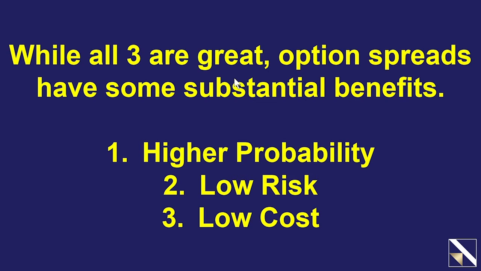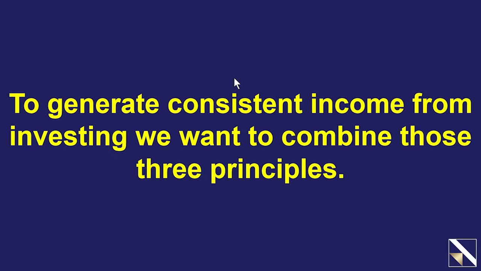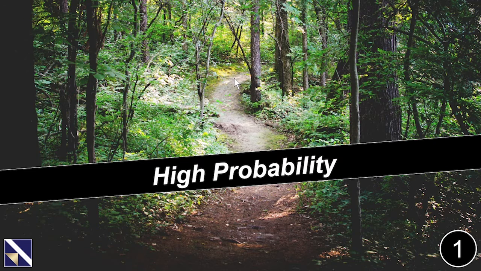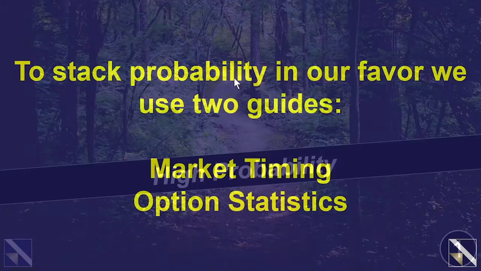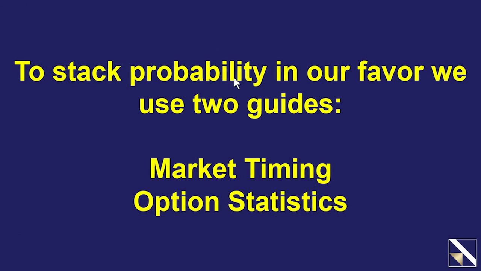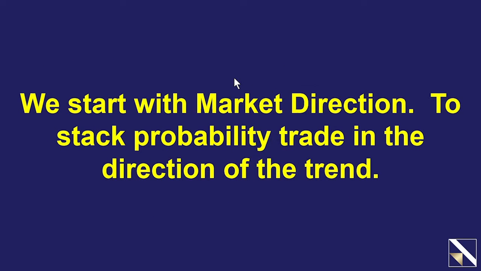So to generate that consistent income, we want to combine those three principles. The first thing I want to talk about is high probability. How can we create a high probability situation? Well, there are two ways we do this. We use market timing, and then we use the built-in statistics of options. So let's start off the bat with market timing.